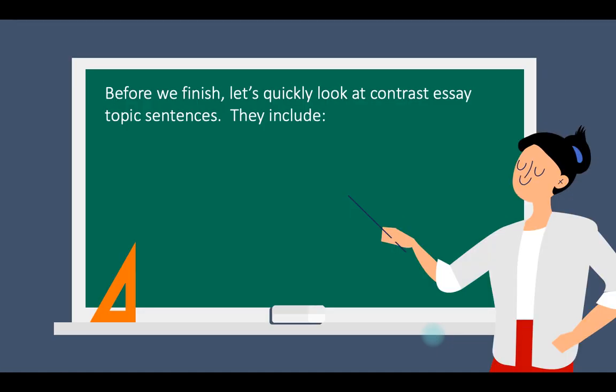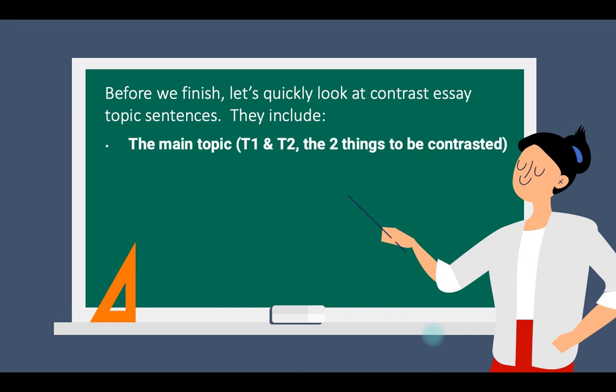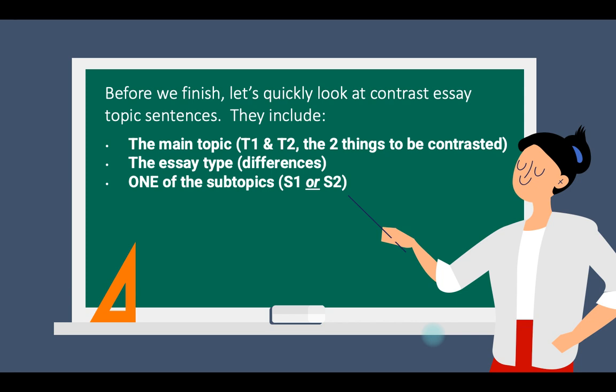So we went over three different styles of thesis statements. One that starts with the topics, one that starts with the subtopics, and one that starts with there are. So before we finish, let's look at a few topic sentences for these two essay topics. And you know that the topic sentences include the main topic, the two things to be contrasted, the essay type, which is differences, and just one of the subtopics, right? Because this is just for a body paragraph, so it's only for one subtopic. So let's see what these look like for our two topics that we've used today.